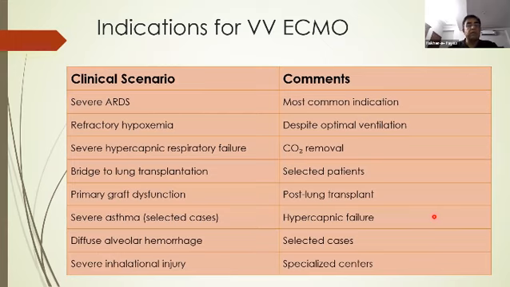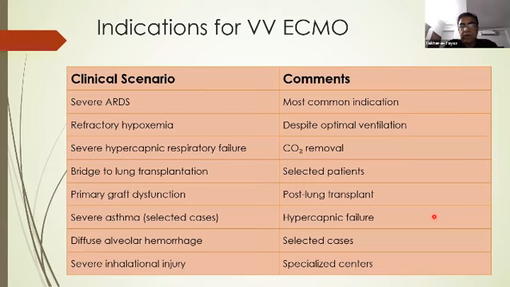As far as VV ECMO is concerned, the indications are severe ARDS, which is the most common indication for VV ECMO. If the patient has refractory hypoxemia despite optimal ventilation, or is hypercapnic, such as COPD patients, although there are a few other devices available like iLA for only CO2 removal, ECMO is a better support for those kinds of patients. If the patient is a lung transplant candidate, then we can use it as a bridge to lung transplant.